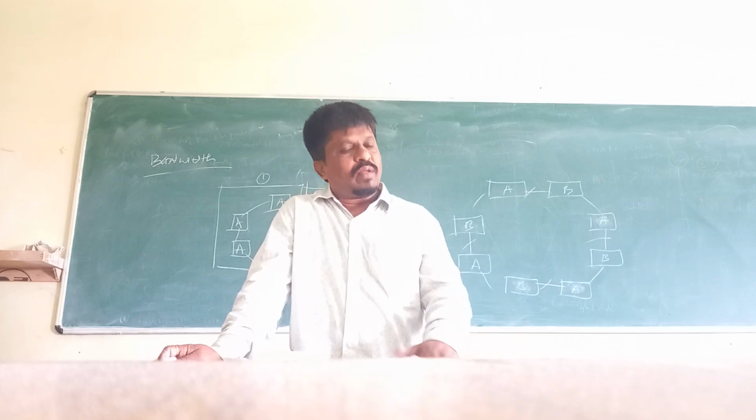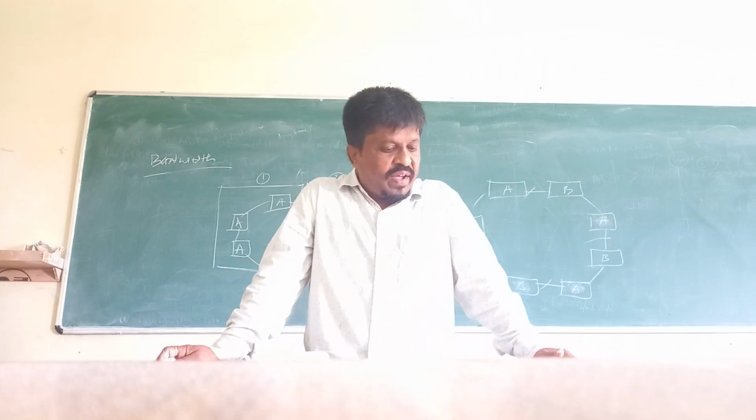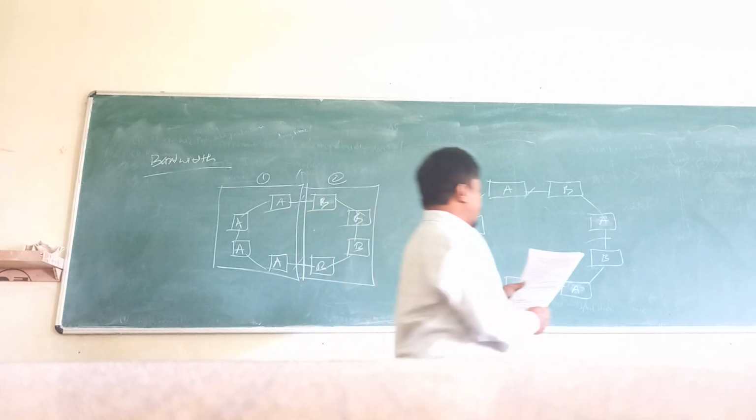Usually the bisection of the toroidal mesh can be explained with the help of one figure. That one we call the bisection. I'll be drawing that figure.